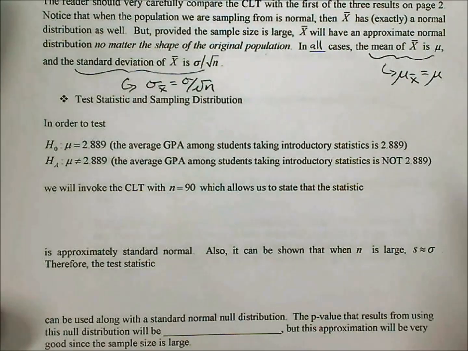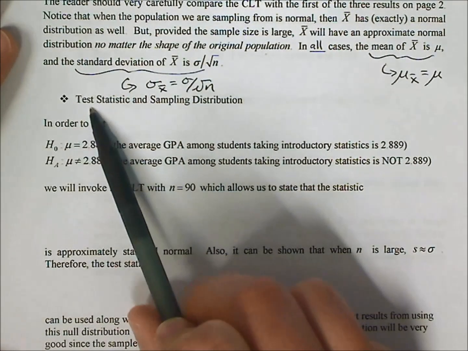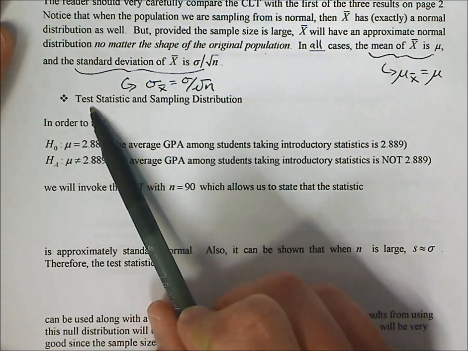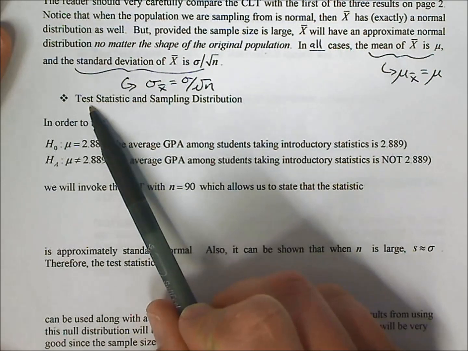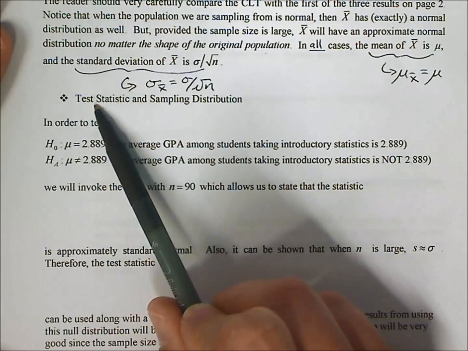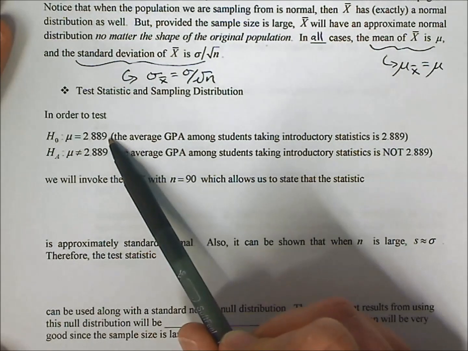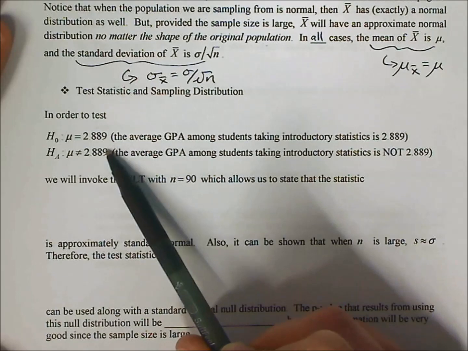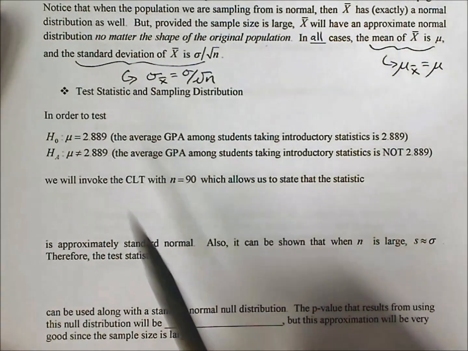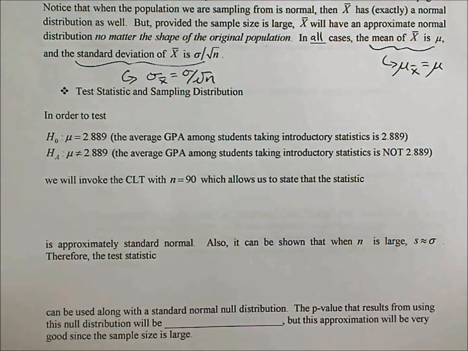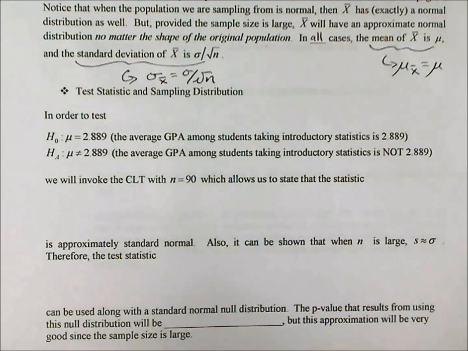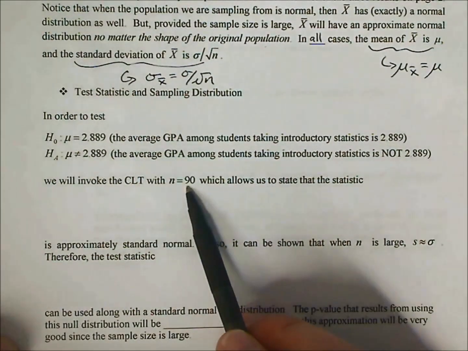Okay, so now back to the lecture here, continuing where we left off. We have, remember, we are wanting to test this hypothesis. Is mu equal to 2.889 versus not equal to 2.889. So we need to talk about our test statistic and sampling distribution. We will use the CLT because our sample size is large.